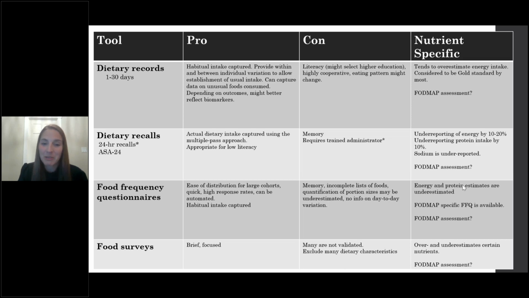I know we haven't talked about FODMAPs yet, but I want you to think about that when you're listening to the next talk. How do we measure FODMAP exposure at baseline? How do we know that our dietary intervention is actually changing the amount of FODMAPs that we are delivering to the individual? How can we look at different health outcomes related to that exposure? And we really don't have any great options for nutrition assessment tools that are accurately quantifying this.